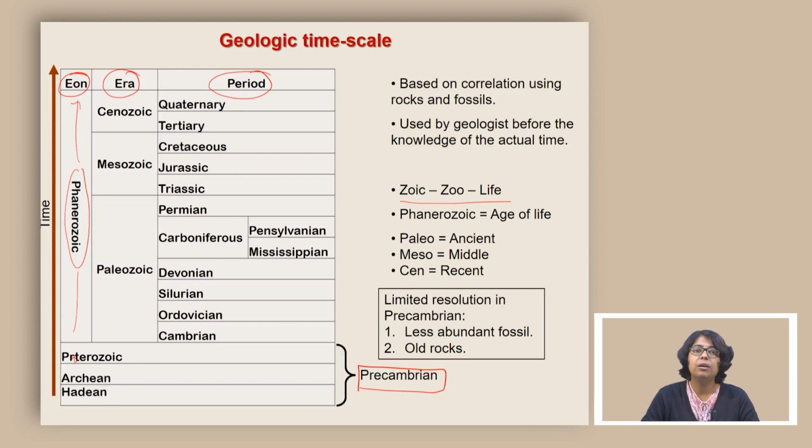Within Phanerozoic, it can be divided into three eras: life which is old, life which is new, and life which is middle. So, Paleozoic, Mesozoic and Cenozoic. Each of these is further subdivided in terms of their characters, and therefore, they have been given different names. These names come from some connection to where the rocks were found.